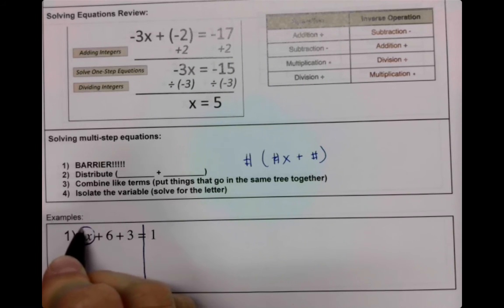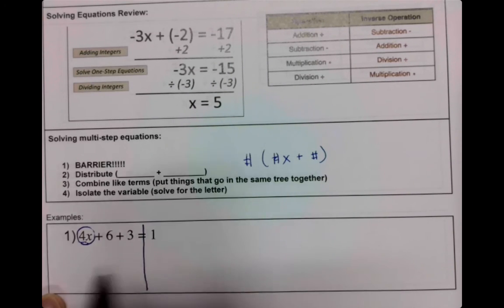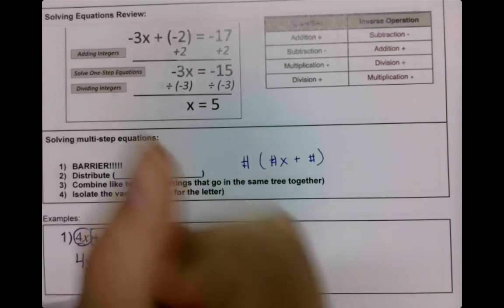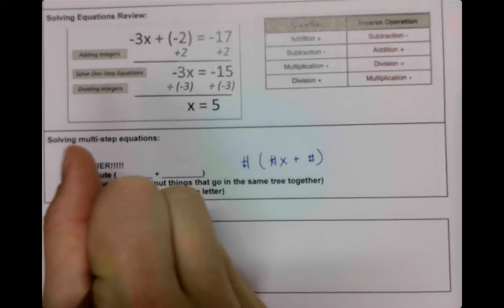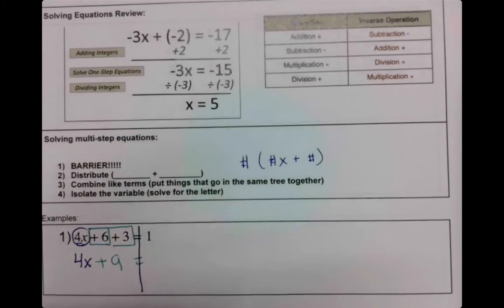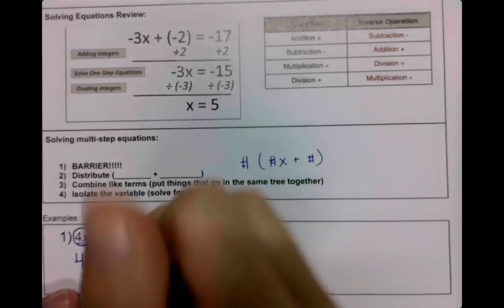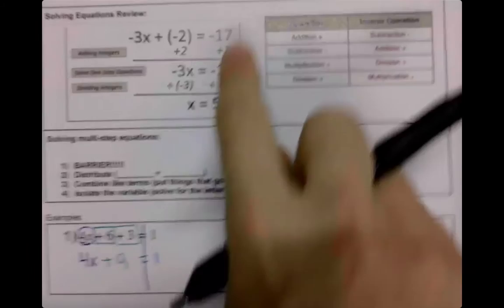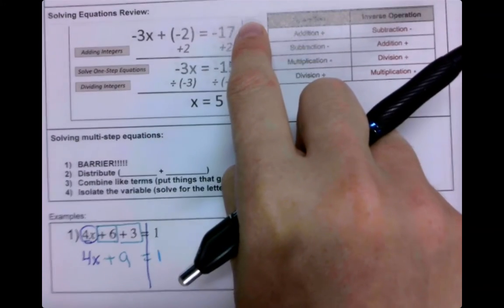So I have my 4x. That's got nothing I can combine. You could technically move those one on one, but I'm going to put them together. This is in the same tree I know, and this is in the same tree I know. So that's going to be plus 9. And then on the other side, I'm going to have equals 1. Now it looks very similar to this one right here.